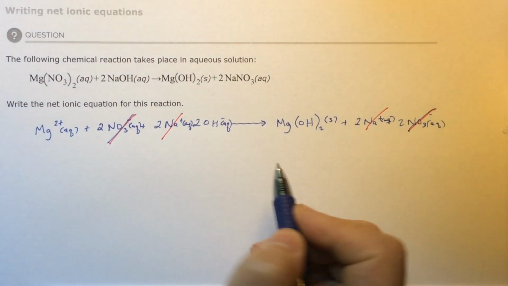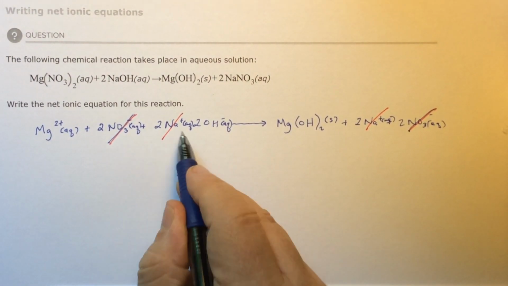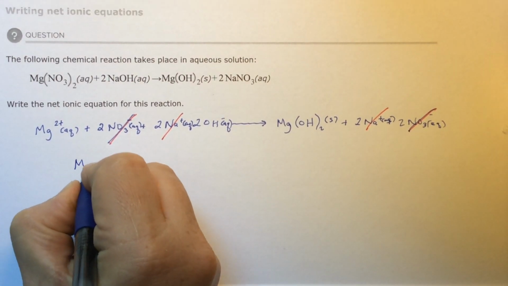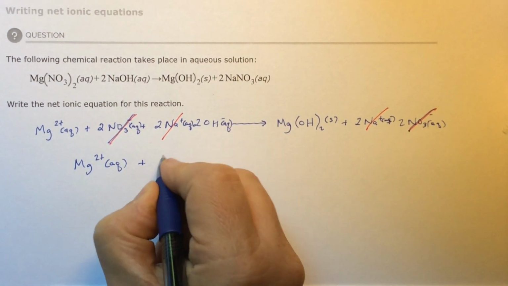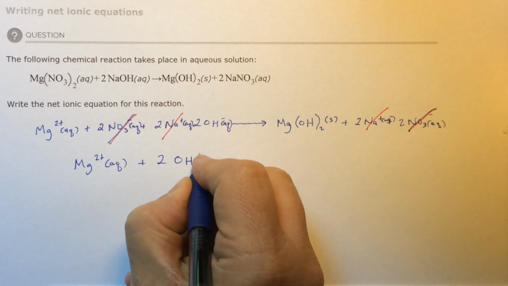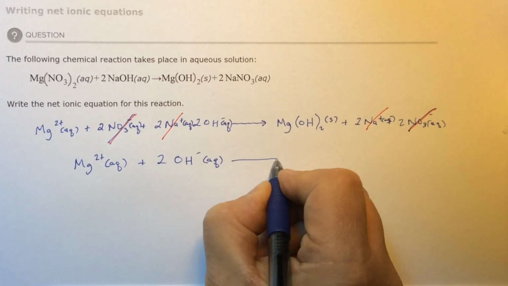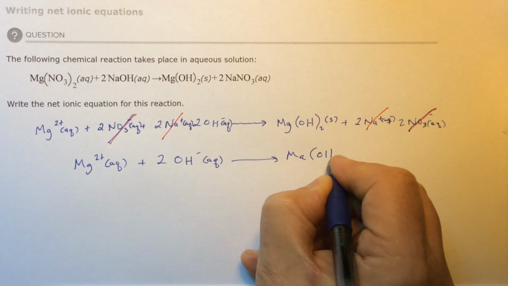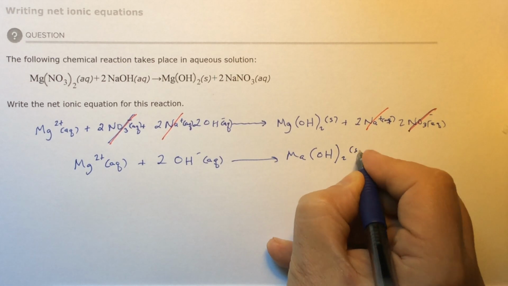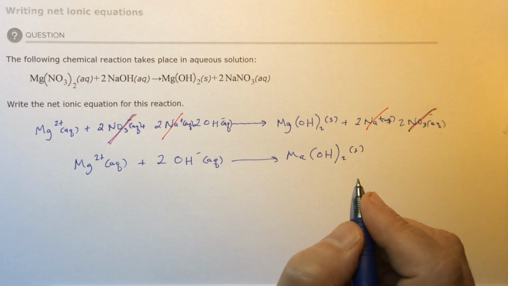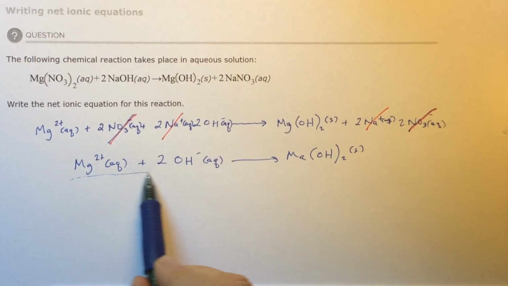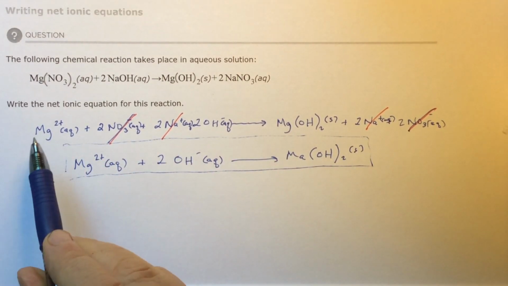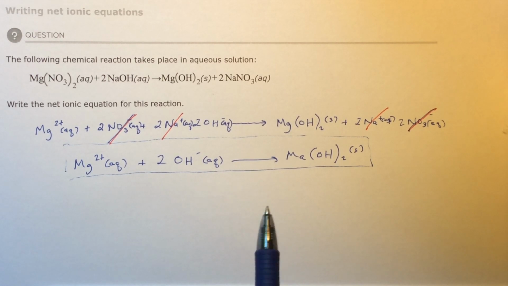So I'm going to write whatever's left over that is not spectator. These are called spectator ions. It's going to be magnesium 2+ aqueous plus 2 OH- aqueous yields magnesium hydroxide solid. And that is the net ionic equation. So write the net ionic equation for the reaction. That is the net ionic equation. It's whatever's left over when you take everything that doesn't participate in the product. So you may have to watch this a couple times. Hope it helps you.